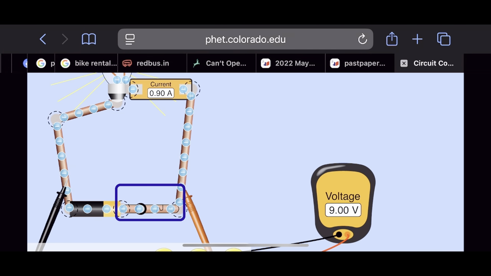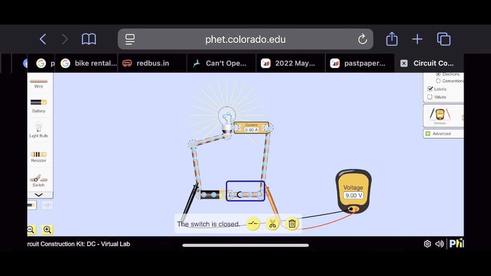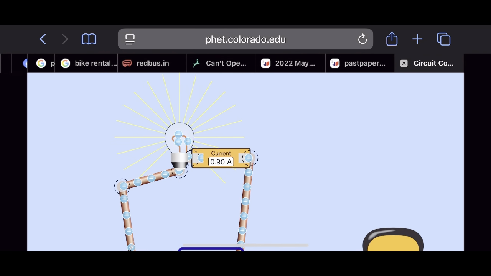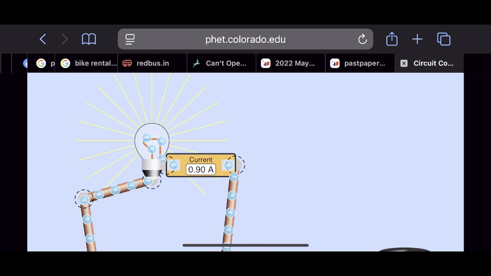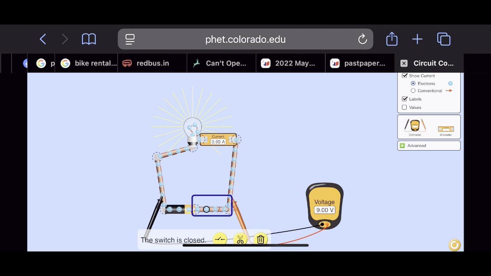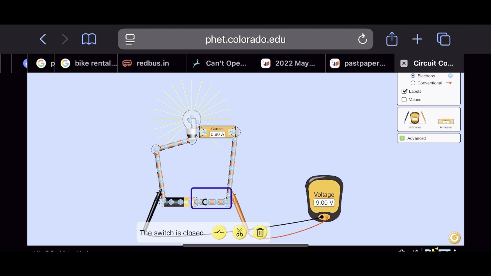See the voltmeter reading. The voltmeter is connected in parallel, and the voltmeter reading is showing 9 volts, and the current reading is showing 0.9 amps. So according to this concept, just note it down.